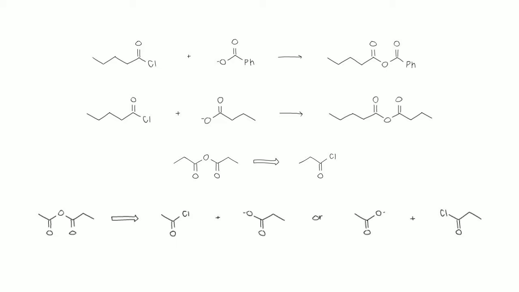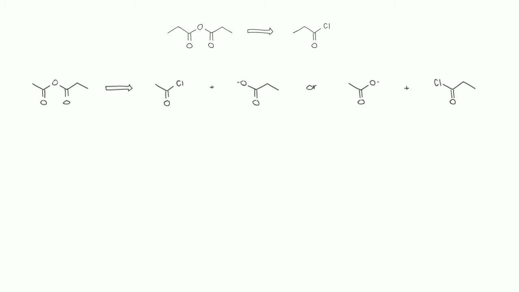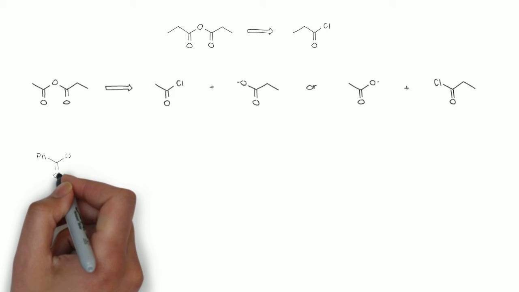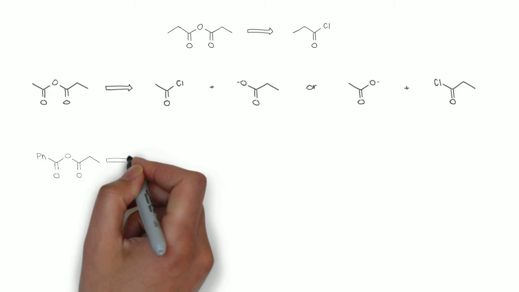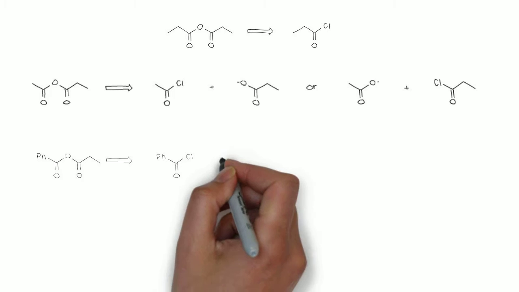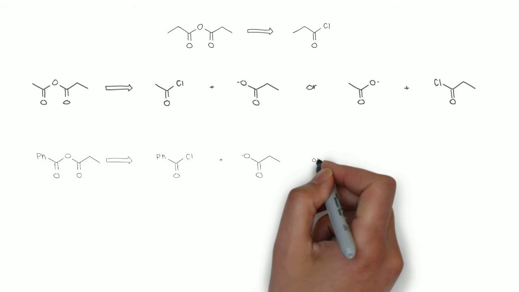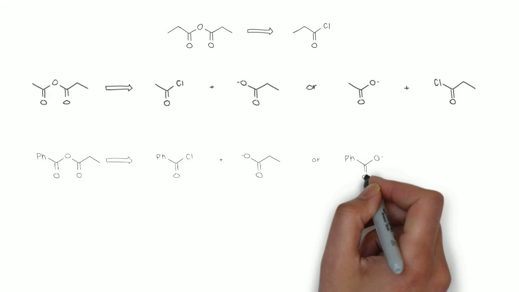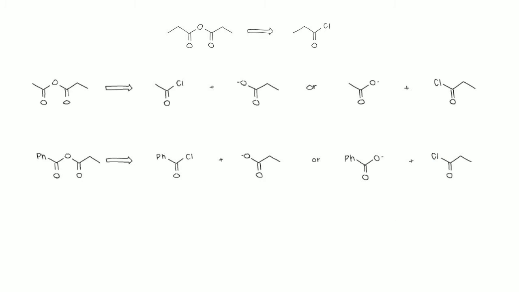Or you could use which chloride? Propionyl chloride, yes. And acetate. In the next one here, this is unsymmetrical too. We could use your friend benzoyl chloride and the carboxylate of propionic acid. Or what else could I use? Propanoyl chloride. Propanoyl chloride, yeah. And benzoate. Yes.